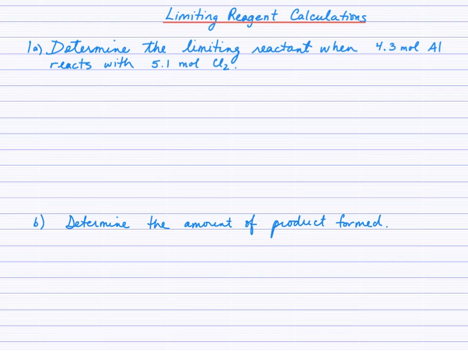Okay, limiting reagent calculations. So now we're going to approach limiting reagent problems quantitatively. Just like before with our stoichiometry, we start with a balanced equation. So as you read 1a, construct a balanced chemical equation and list what's been given underneath the appropriate substances. So pause the video, do that, and check back.